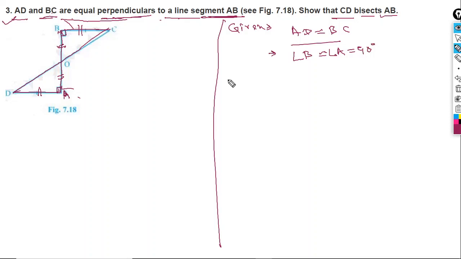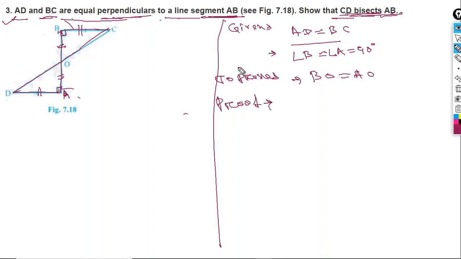To prove: CD bisects AB. So we have to prove this. CD bisects AB means CD will bisect AB. That means BO will be equal to AO. So we have to prove that BO equals AO. Okay, now we'll move to the proof section.